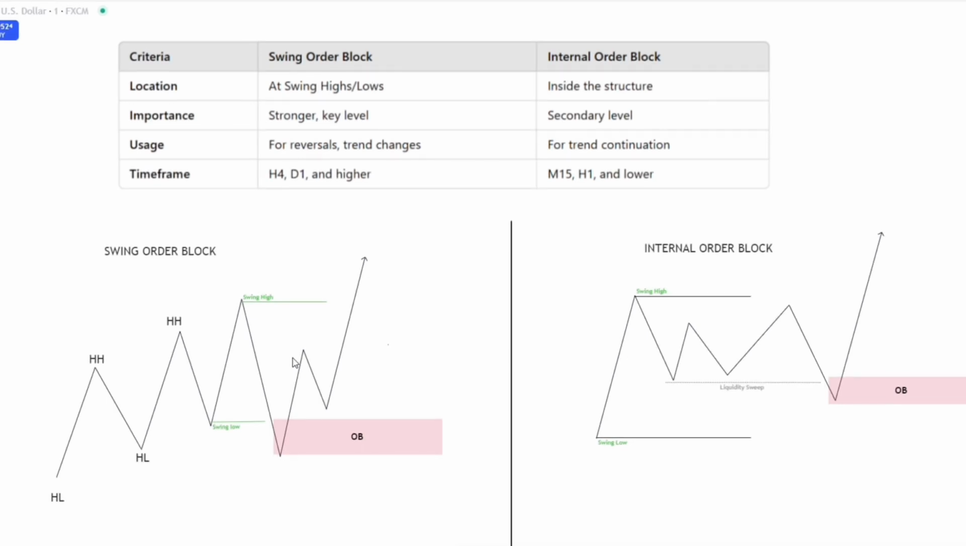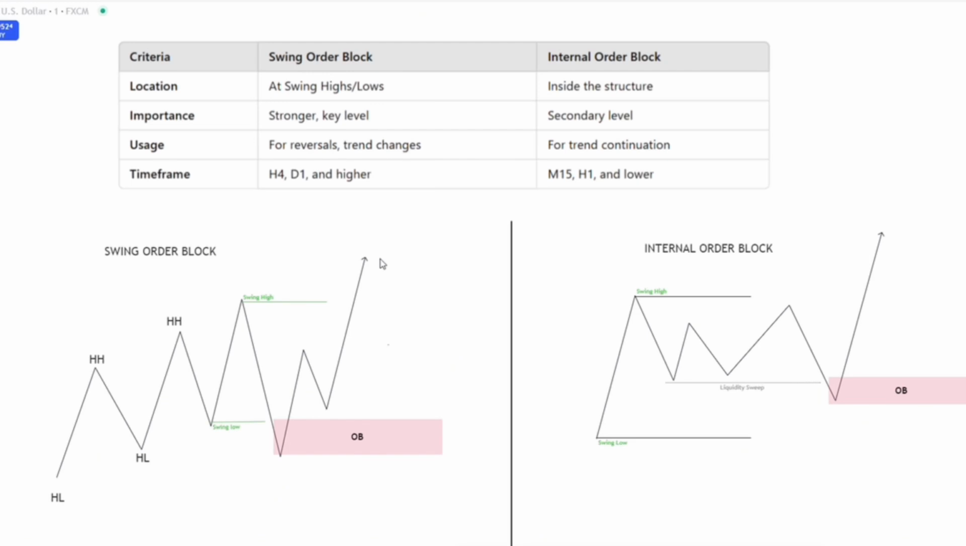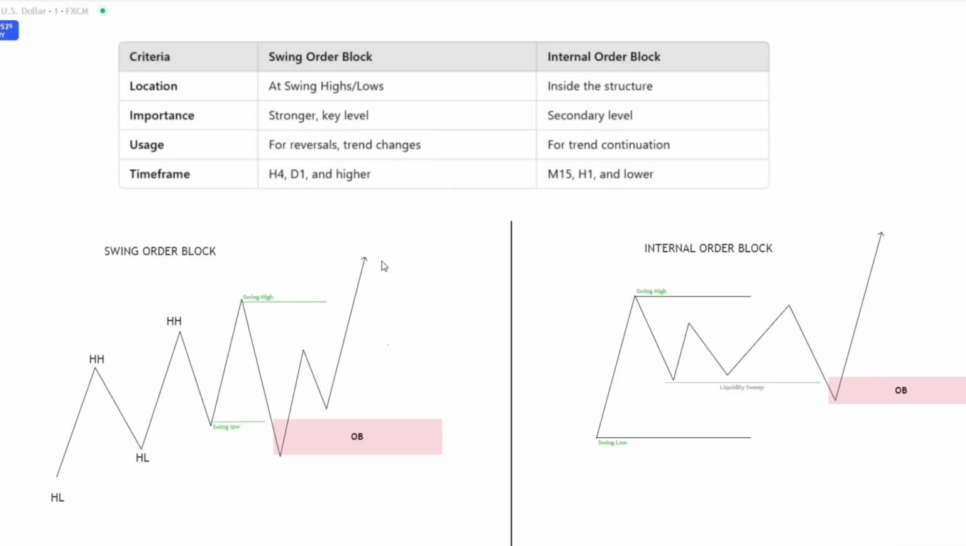How to identify a swing order block? Usually it forms near key swing highs or swing lows, significant peaks or troughs, appears after liquidity manipulation and a strong price movement, and often serves as a pullback zone for a test before continuing the trend. How can you use it? Enter on a retest of the block after a liquidity grab. The higher the time frame, the stronger the level.